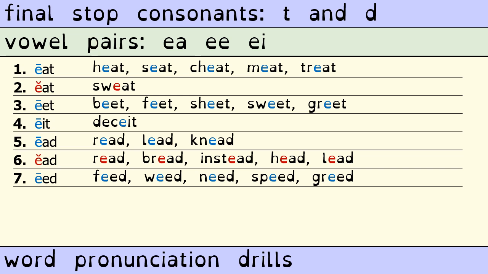Let's continue with our E vowel pairs. Repeat after me. 1. Eat, heat, seat, cheat, meet, treat. 2. Et, sweat. 3. Eat, beat, feet, sheet, sweet, greet.